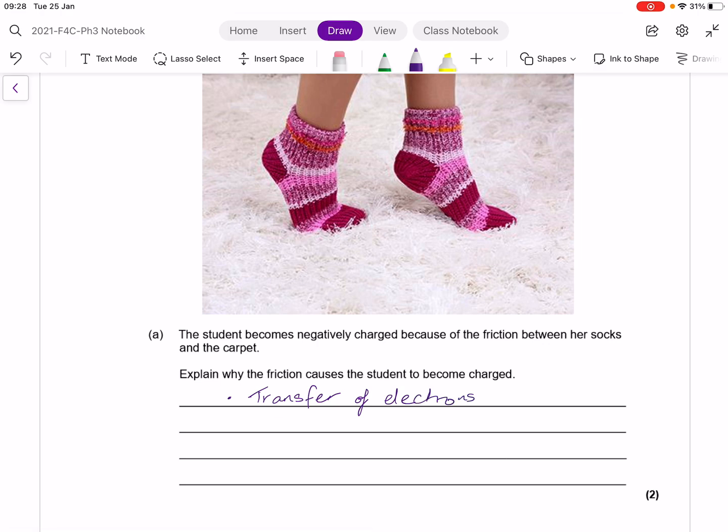And the student, if I notice, the student became negative. So the student must have gained electrons. So the transfer of electrons must have been from the carpet to the student. Again, look at our marks. It's worth 2 marks. We need to make 2 statements that explain this.